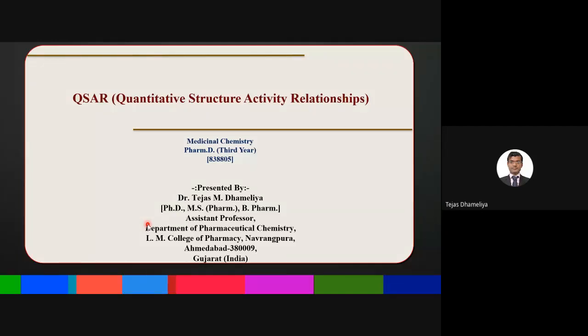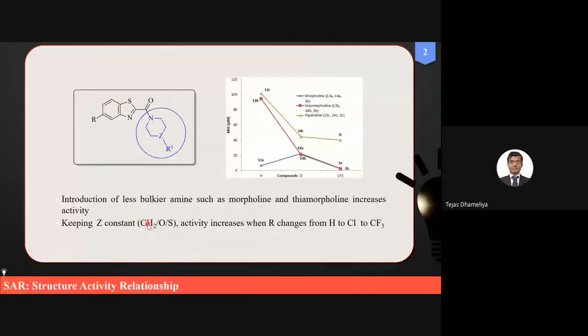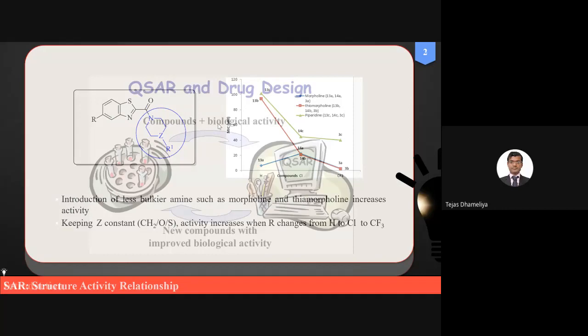That is of quantitative structure activity relationship. So in the last class we discussed what is called SAR. Basically, it is a kind of structure activity relationship: if we make any change in the structure, the same changes will be reflected in biological activity. That is called the relationship between the structure and the activity of the compound.